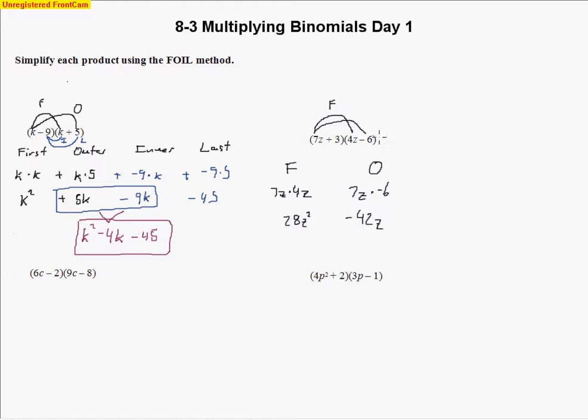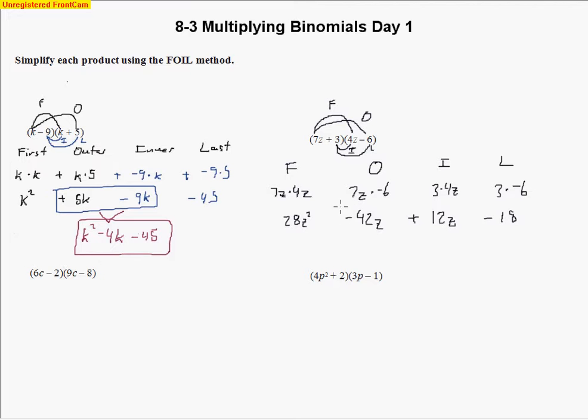And so over here, in my inside terms, now I move on to the 3 times the 4. So again, the 7 and the 6 were the outside terms. 3 and the 4 are the inside terms. So that's going to be 3 times 4z. And so that's going to give me 12z, and that's a positive, so I'll put the plus sign there. And then I have the last terms. So the last terms are 3 multiplied by the negative 6. So 3 times negative 6 gives me a negative 18.